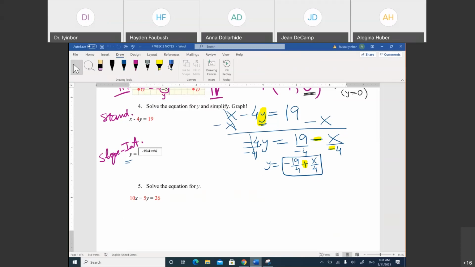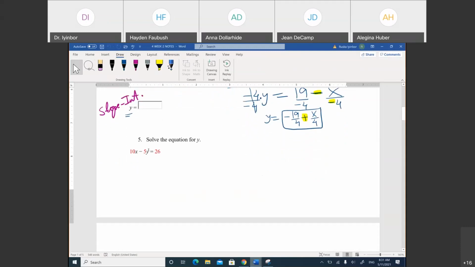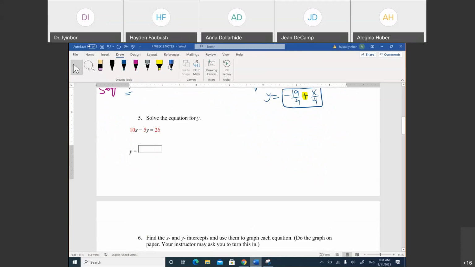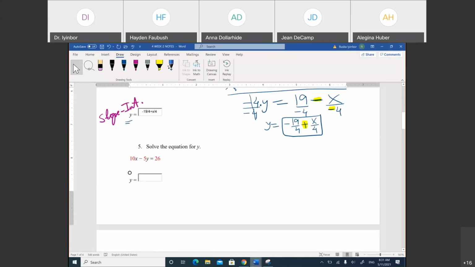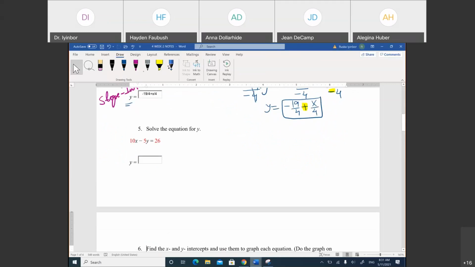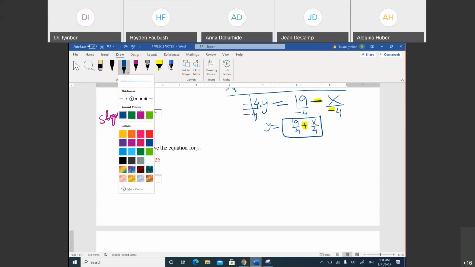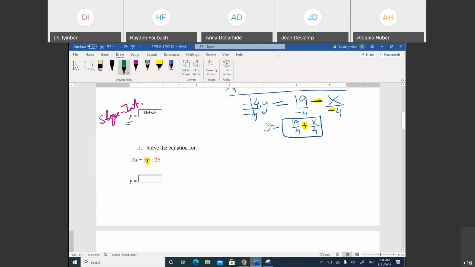Now let's do the next one more time. So we have the same idea. We're going to solve again. So the equation is 10x minus 5y equals 26. We're going to graph it, so we're going to solve it for y again. We want to get y by itself. So what are the steps? You're going to do the same steps here. So I'm going to write it: 10x minus 5y equals 26. So what is the first step?